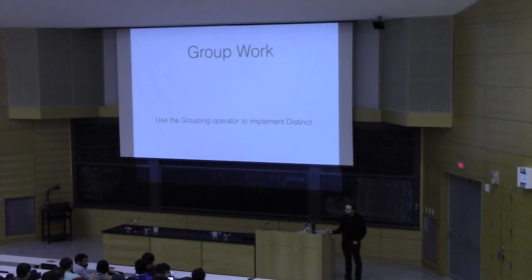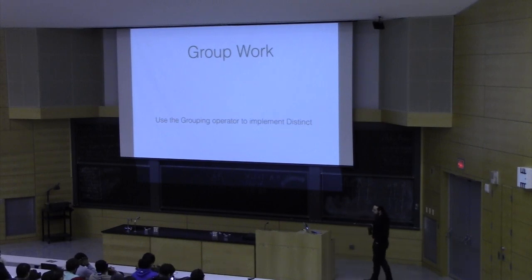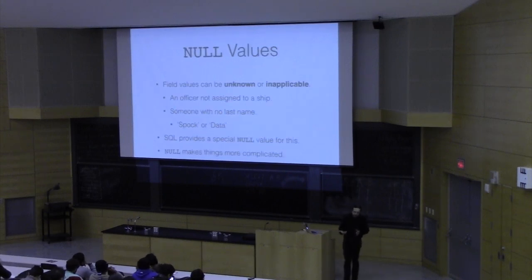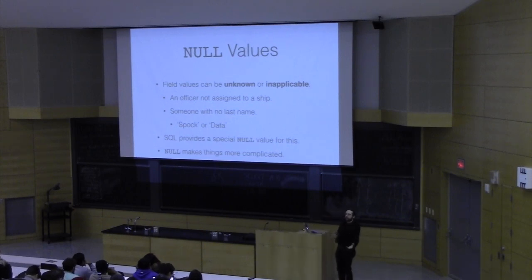All right, so now I'm going to shift gears a little bit because there's one aspect of data management that I haven't covered just yet. It's the idea that there are some cases where there might be data values that you're working with that you don't know what they are, or they're simply not appropriate in the given setting. So Spock, for example, is an alien. He doesn't have a last name.